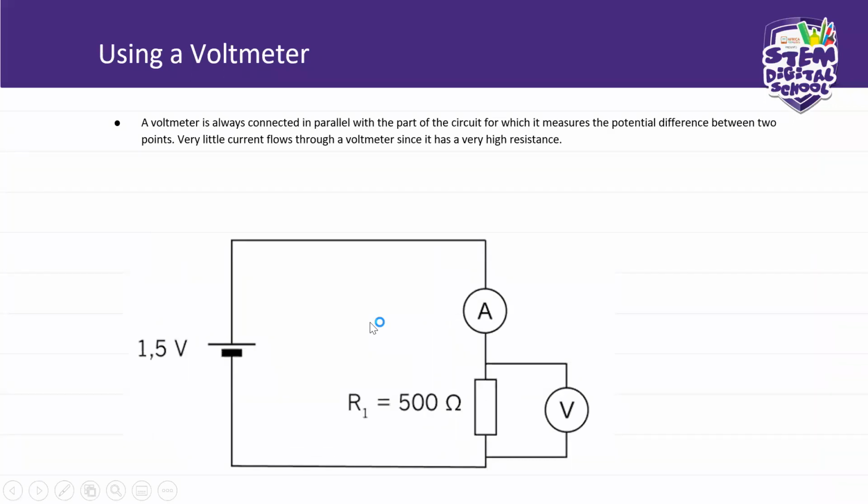Now, a voltmeter is unlike an ammeter. A voltmeter is connected parallel. You see, we want to see the voltage in this circuit. Then we are going to have a parallel connection. This is a parallel connection. A voltmeter is always connected in parallel in a circuit. An ammeter is always connected in series in a circuit. Okay.